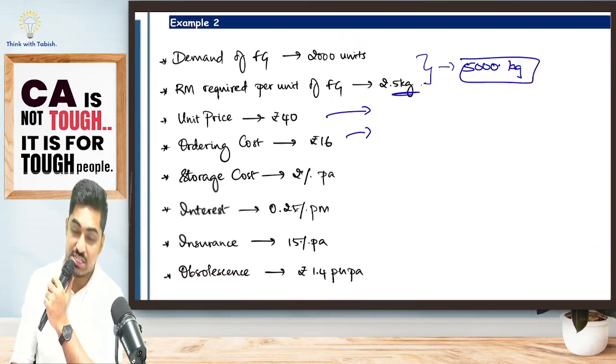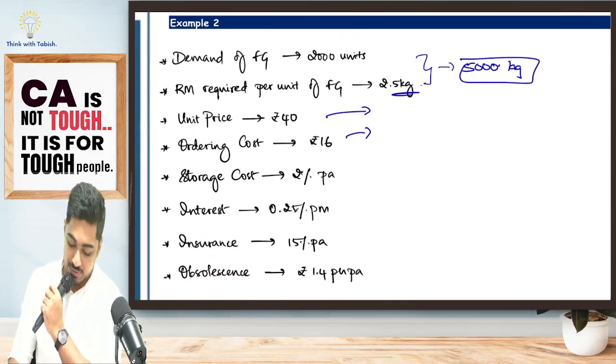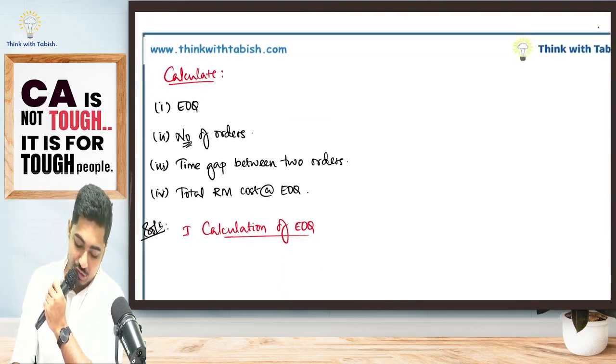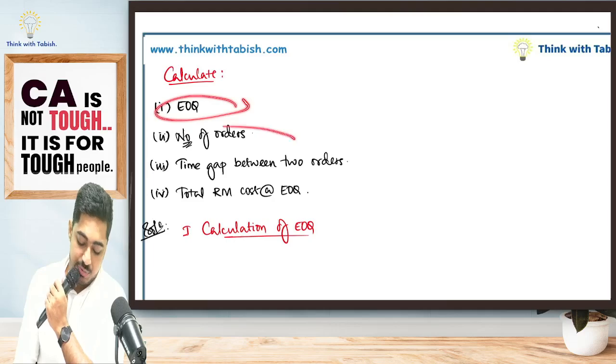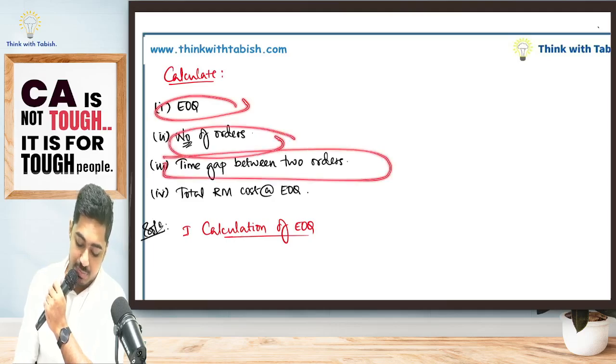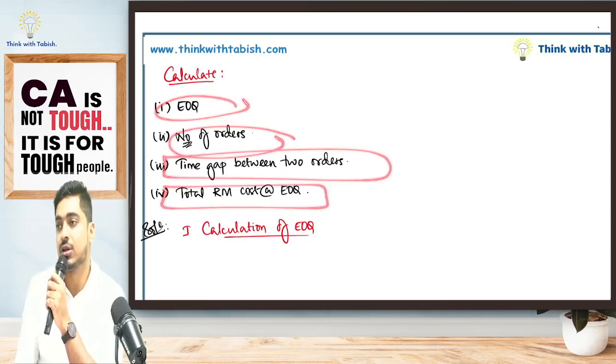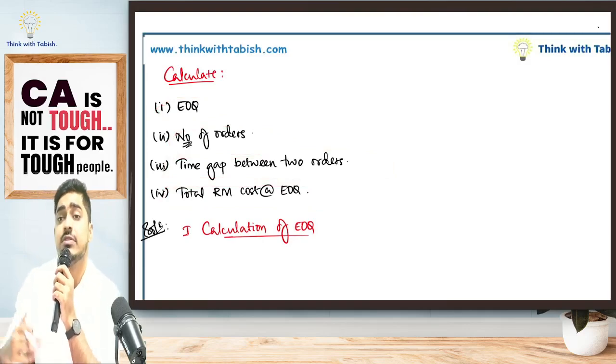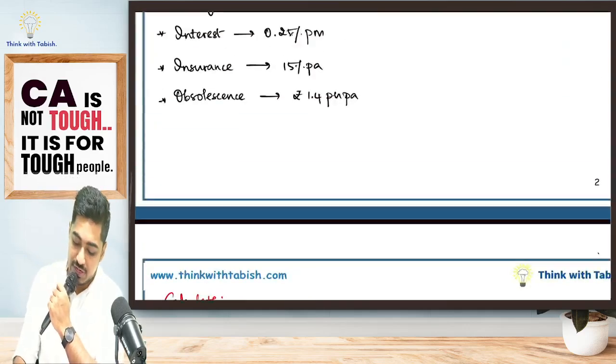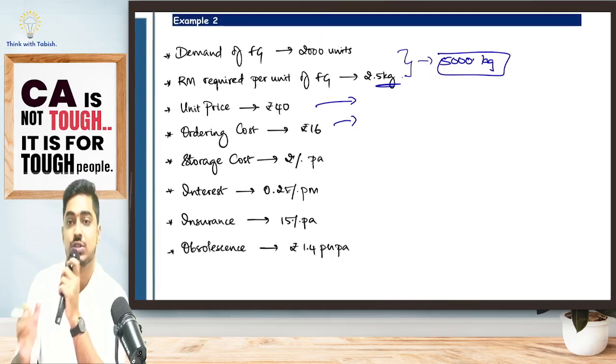Yes, so this is my data. Based on this, what all will we have to calculate? Calculate EOQ, number of orders, time gap between two orders, as well as total raw material cost and POQ. Some points we have not discussed, which we will discuss with this question. Is this clear, everyone? Shall we start solving the question?